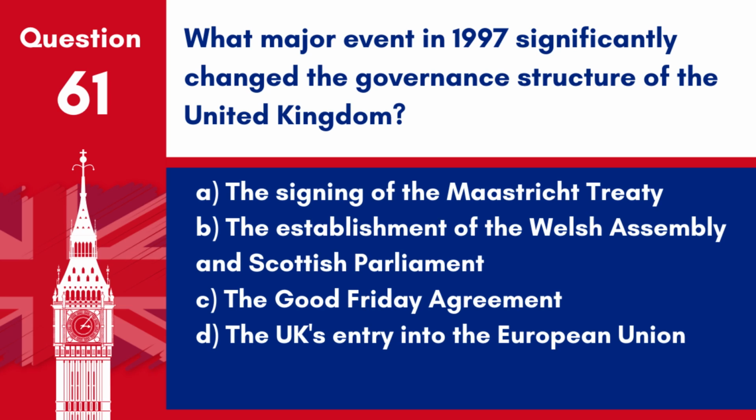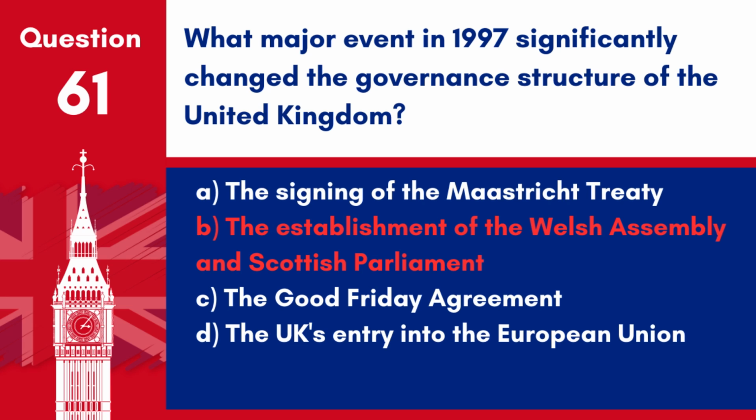Question 61. What major event in 1997 significantly changed the governance structure of the United Kingdom? A. The signing of the Maastricht Treaty. B. The establishment of the Welsh Assembly and Scottish Parliament. C. The Good Friday Agreement. D. The UK's entry into the European Union.